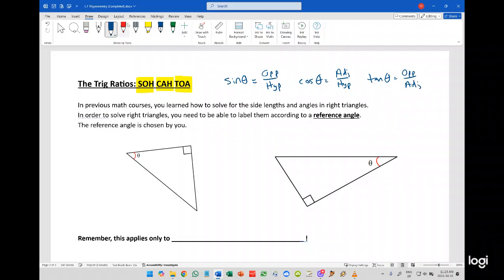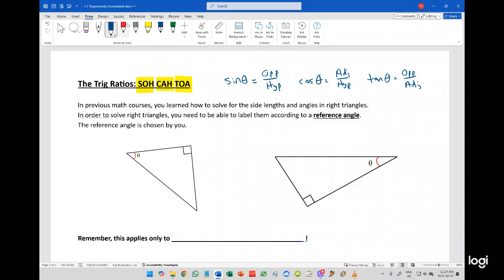And I should point out that SOHCAHTOA, again, just like the Pythagorean theorem, only applies to right-angled triangles. That doesn't mean we can't use sine, cos, and tan in other triangles. It just means that there is no opposite, hypotenuse, or adjacent in a non-right-angled triangle, so we can't use it this way.